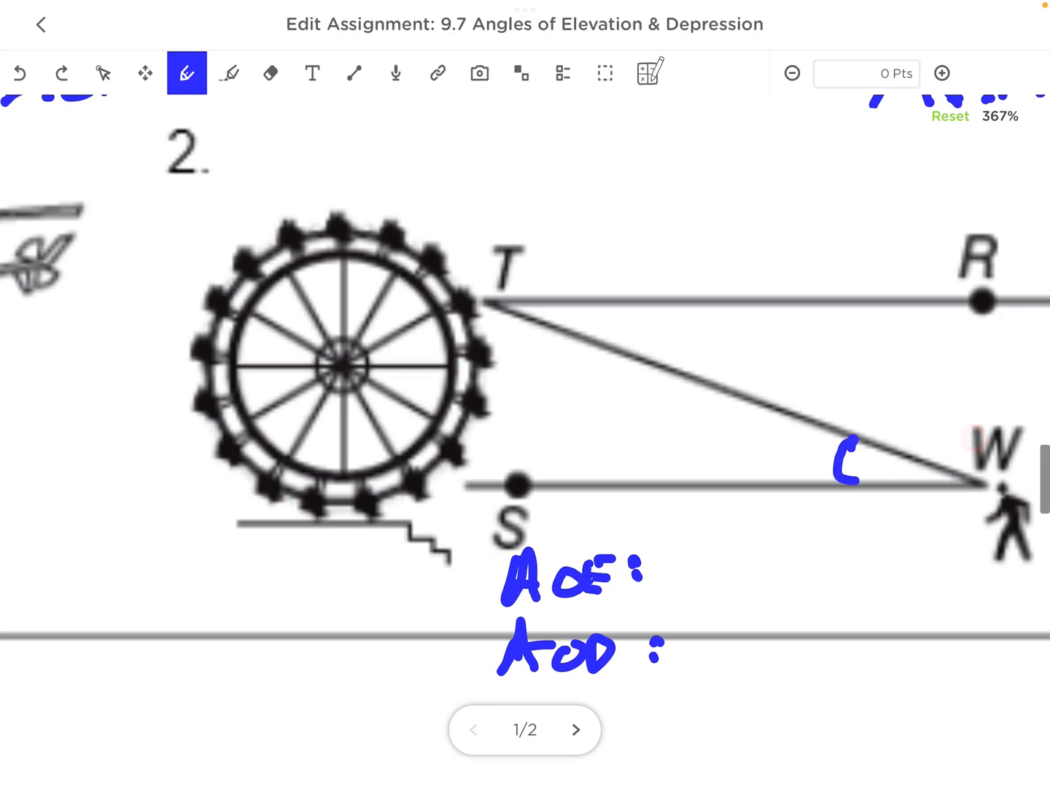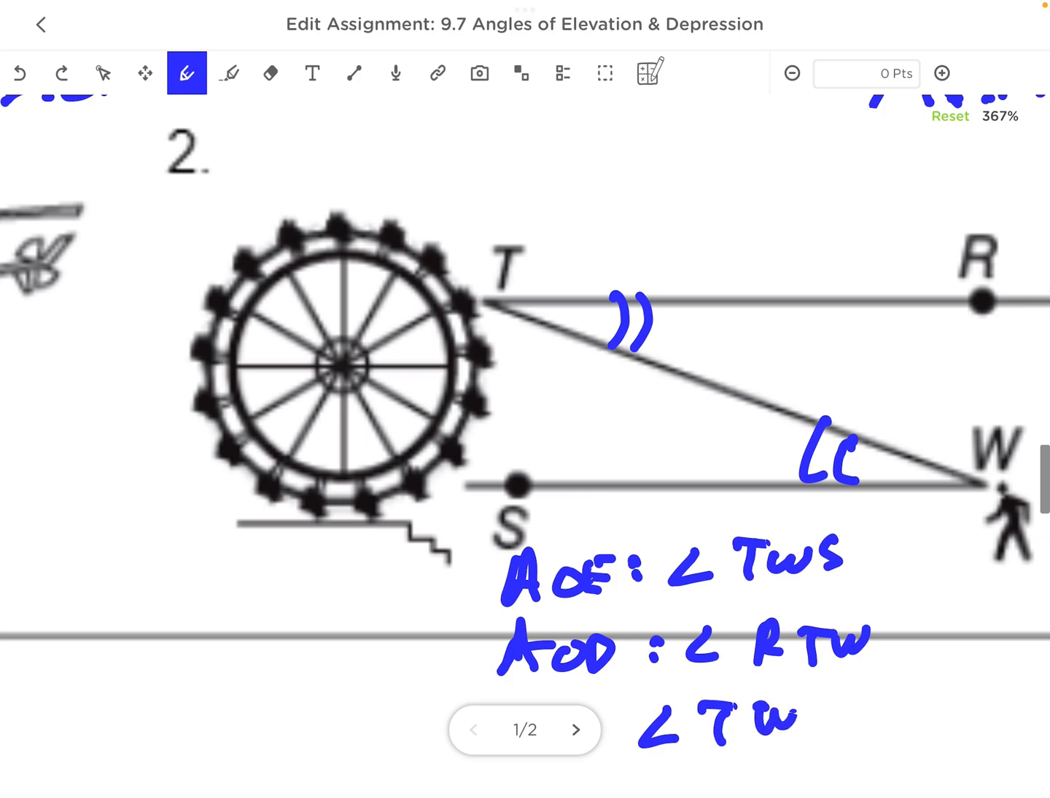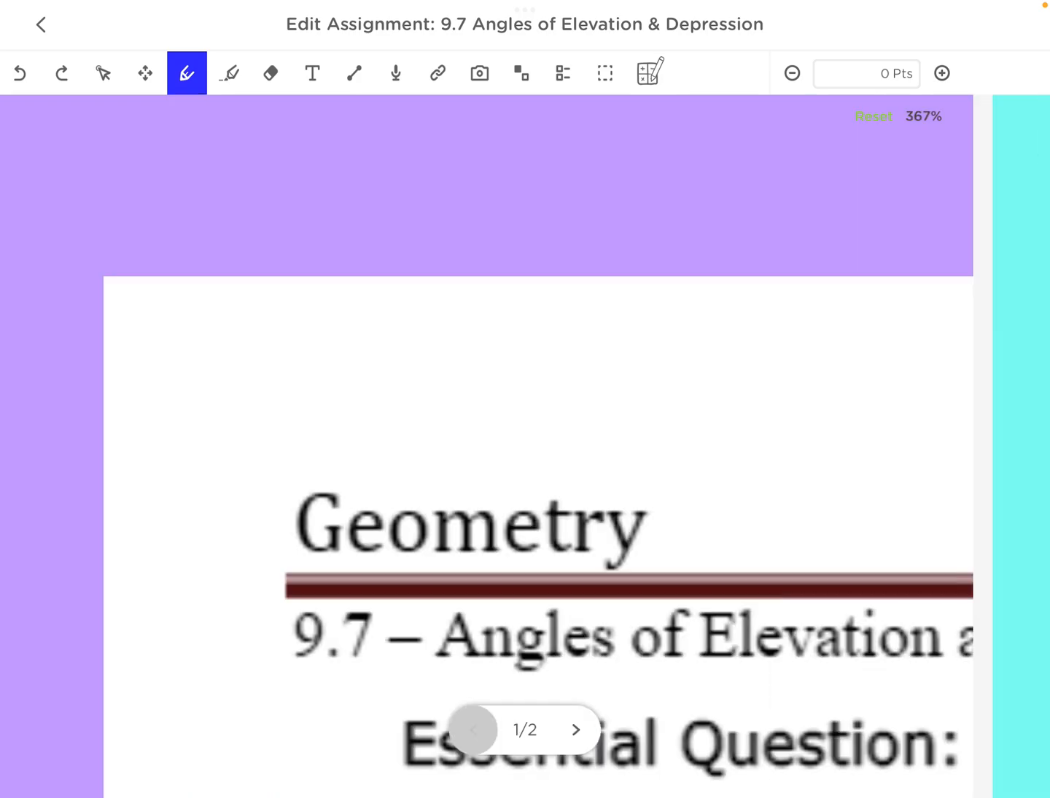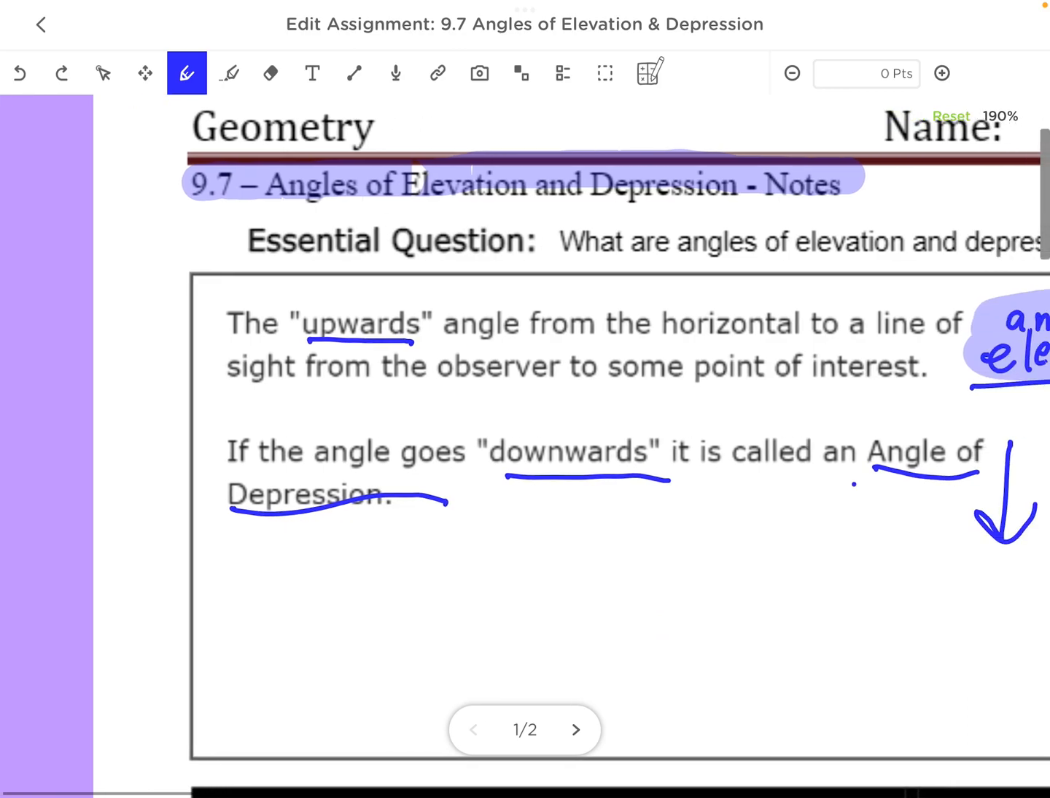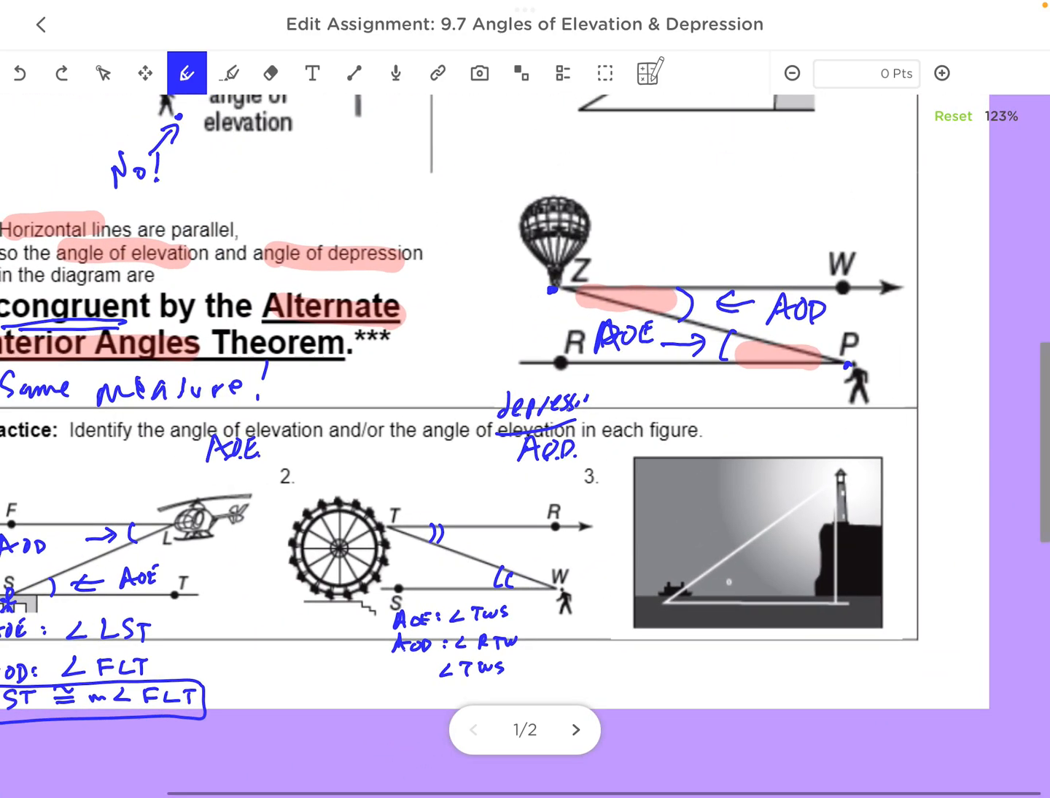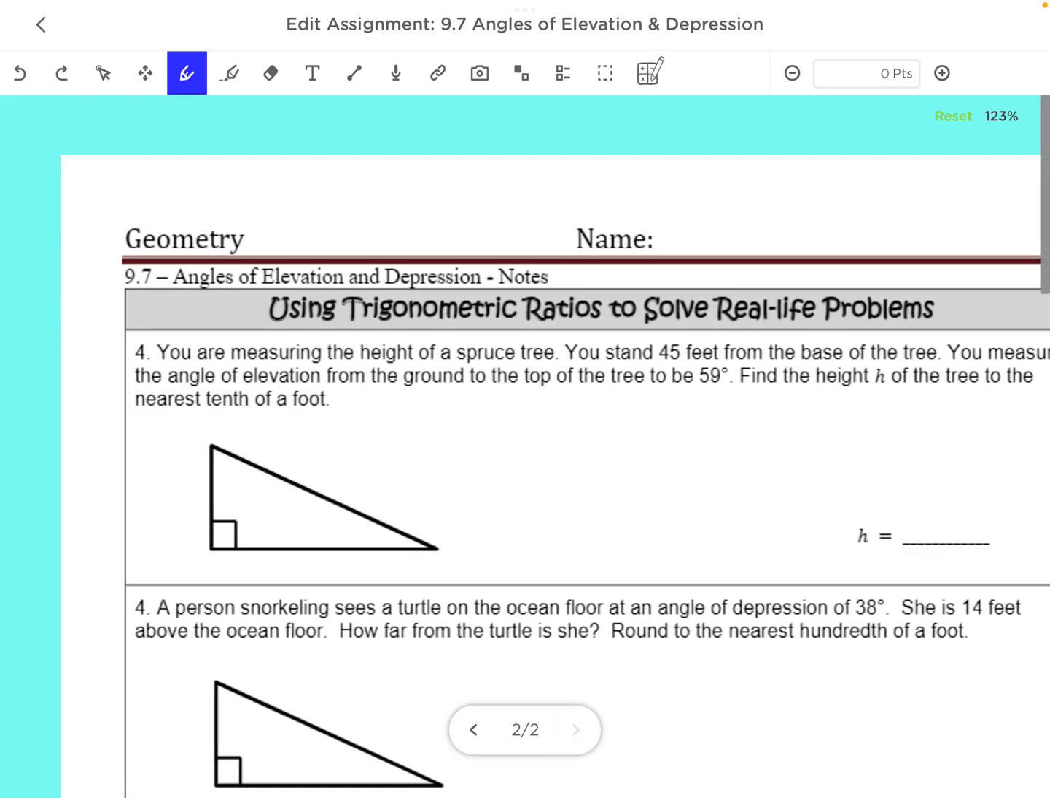All right, elevation would be right here, right? TWS. Angle TWS. All right, depression would be right here. If I'm up here on the Ferris wheel, I'm looking down at this person. That would be RTW. Okay, angle RTW. And we know that they are congruent. So the measurement of angle TWS is equal to the measurement of angle RTW. All right, so let's keep that in mind. Let's go ahead and get right into some examples.